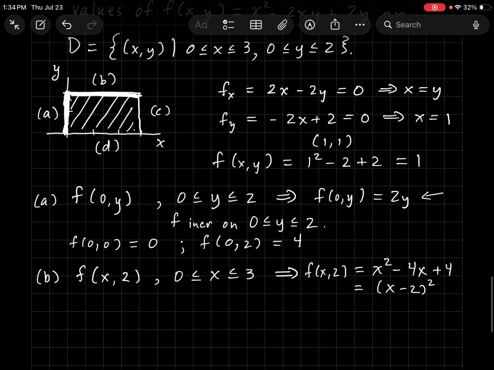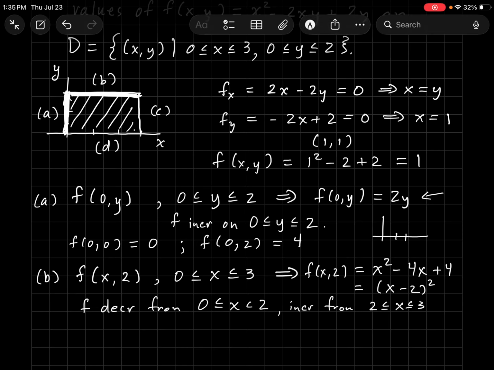So above this top line, z equals x minus 2 squared. And if we think about this just a little bit, we know that on that line, f is going to decrease from 0 to 2 and increase from 2 to 3. Just think about my parabola. It would look like that.